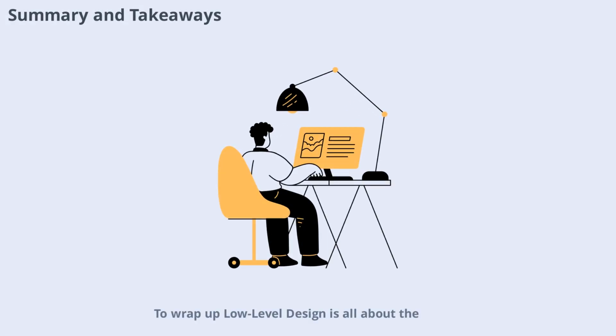To wrap up, low-level design is all about the details that make software systems work smoothly. It complements high-level design by filling in the specifics after the architecture is set. Remember, the boundary between HLD and LLD is flexible and depends on your perspective. Mastering both levels of design is key to becoming a great software engineer.